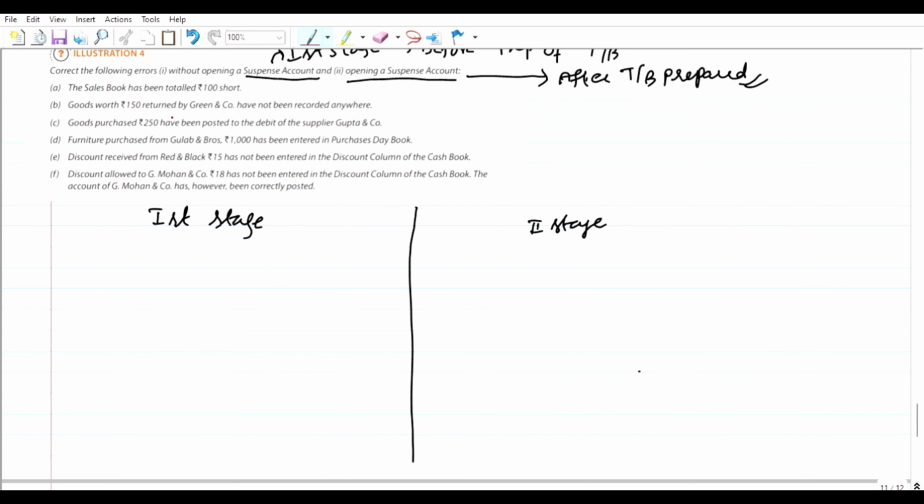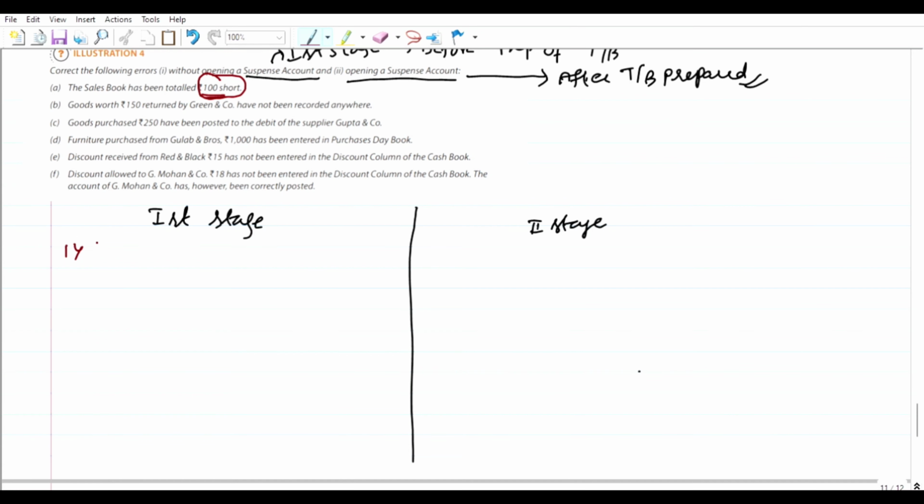Let us now see the first question. The sales book has been totaled 100 rupees short. The sales book balance will go to the sales account credit side. What happened? The sales account has been credited 100 rupees short. That means if we increase the credit side of the sales account by rupees 100, then the error will be rectified.